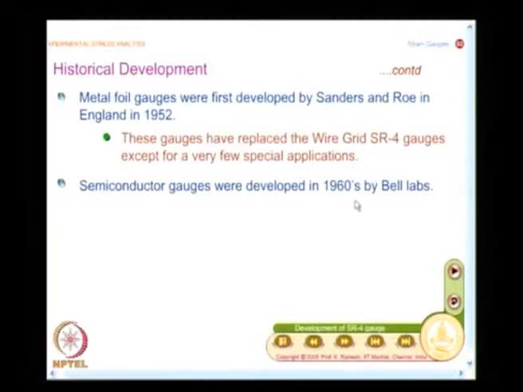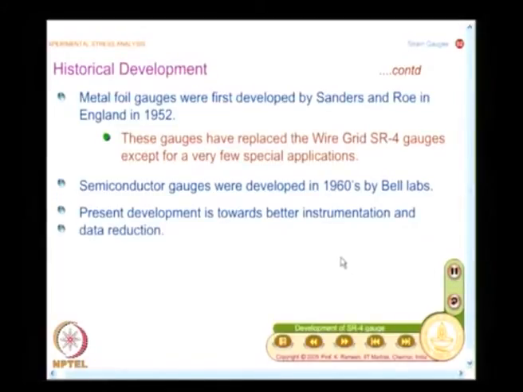This was developed in the 1960s for very special applications. And if you look at what is the current focus, it is towards better instrumentation and data reduction. So, as the technology is advancing, more refinements come into place. You know, with computer technology, I can handle 1000 channels comfortably now, which was not possible earlier. You may have a few channels to start with, and you can also go for dynamic strain measurement. All that is because of advancements in electronics.